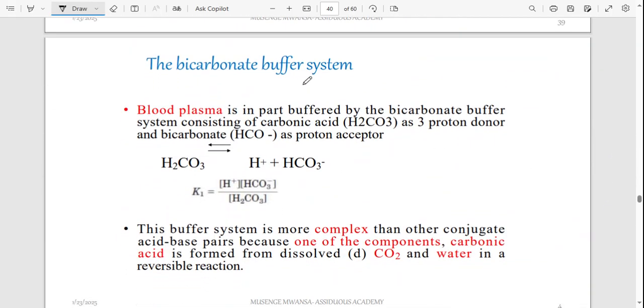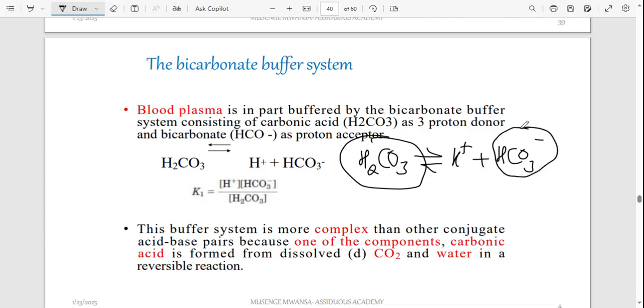And then the bicarbonate buffer system. This one has to do with carbonic acid, which is like this. It can dissociate, you lose one hydrogen, and you remain with a bicarbonate, which is like this. It is this guy and this guy which form a buffer, and the blood plasma is in part buffered by this system. This buffer is more complex than other conjugate acid-base pairs.